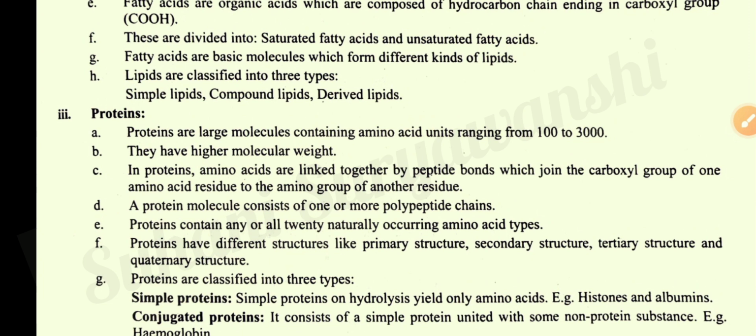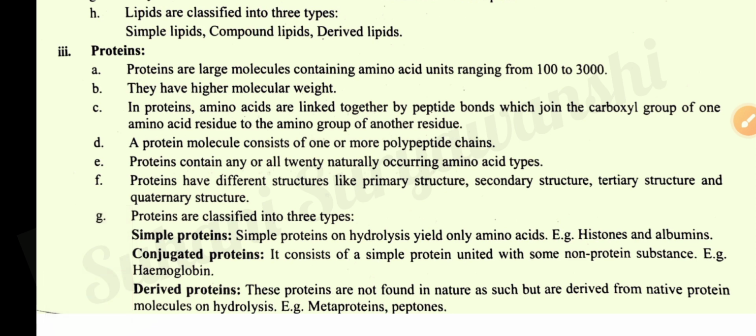Proteins. Proteins are large molecules containing amino acid units ranging from 100 to 3000. They have higher molecular weight. In proteins, amino acids are linked together by peptide bonds which join the carboxyl group of one amino acid residue to the amino group of another residue. A protein molecule consists of one or more polypeptide chains. Proteins contain any or all of the 20 naturally occurring amino acid types.